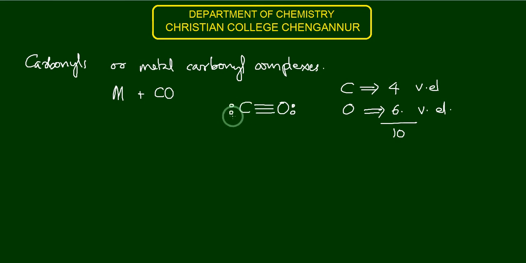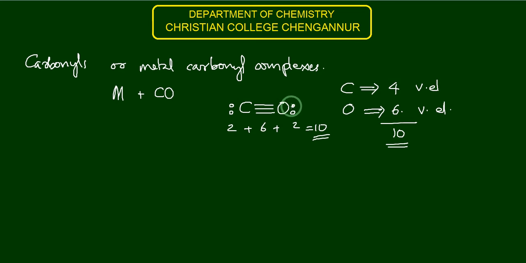Let us see how many electrons there are. Each bond is made of 2 electrons, so 3 bonds have 6 electrons, and then 2 electrons are here and 2 electrons are there. 2 plus 6 plus 2 is also equal to 10. So these 10 electrons of carbon and oxygen are distributed like this.